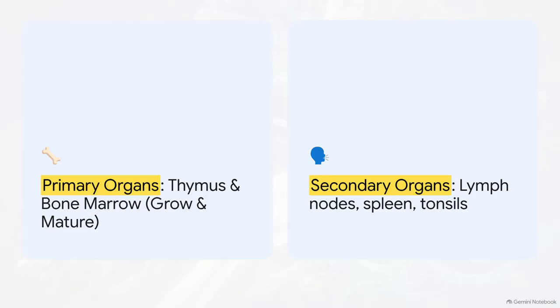Now, what's really interesting here is the strict division of real estate. They actually grow and mature in the primary organs, that's your thymus and bone marrow. But once they're matured, they don't just hang around there. They migrate out to the secondary organs, like the lymph nodes, spleen, tonsils, and Peyer's patches in your gut. These secondary sites are basically the networking hubs where they communicate and actually mount their immune responses. So as a clinical tech, this tells you exactly where the microscopic battle is happening when a patient presents with swollen lymph nodes.